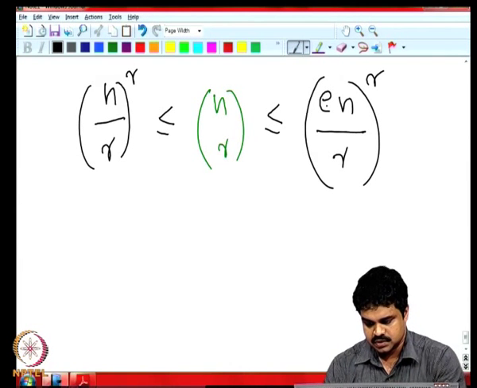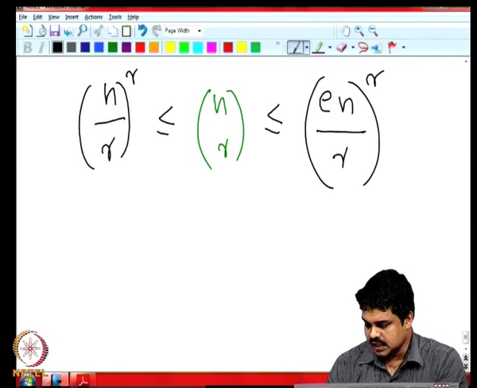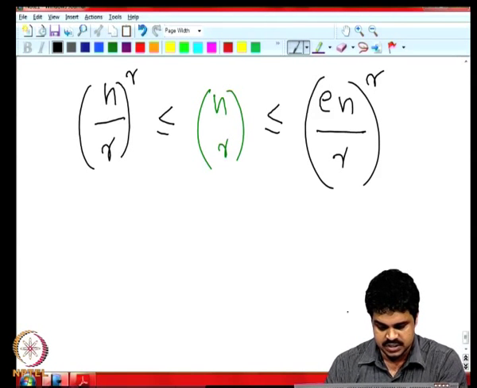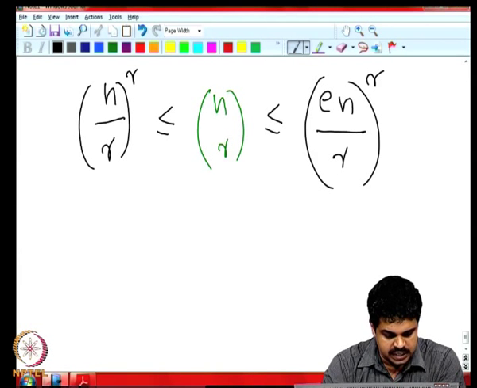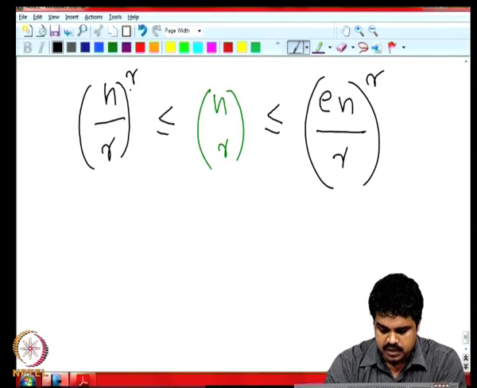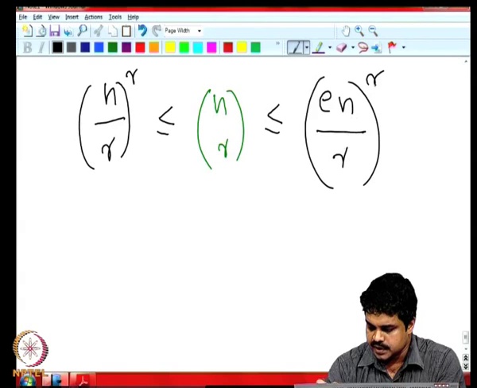E is the usual e, the constant e. And n by e to the power r, and n choose r is less than or equal to e n by r to the power r.